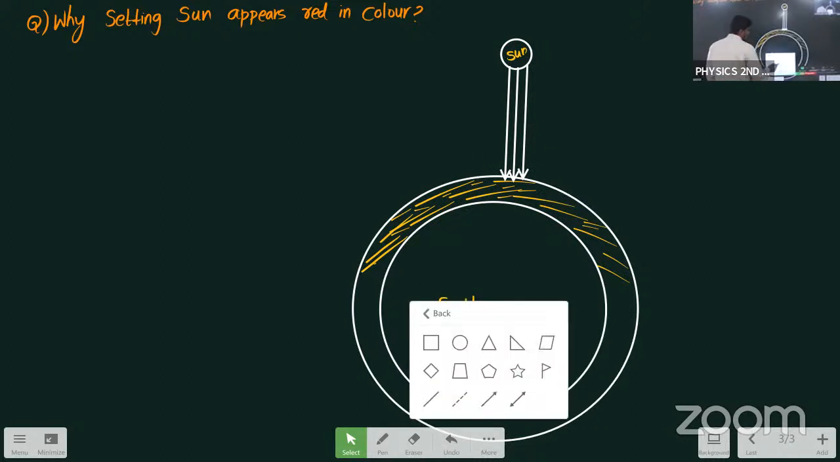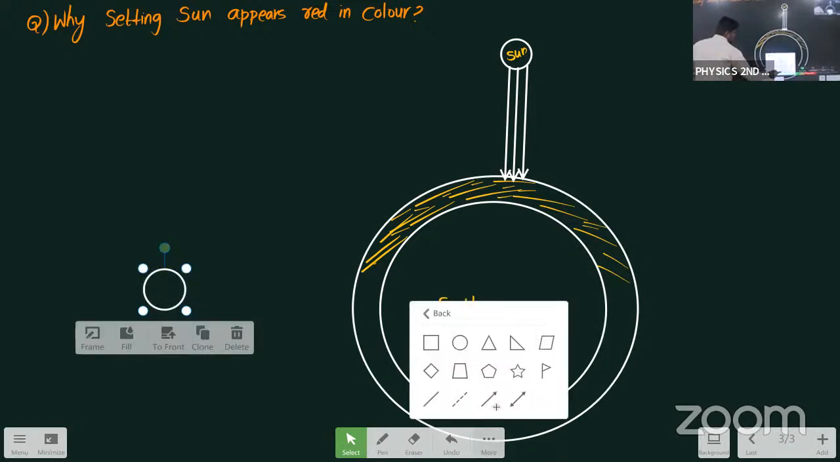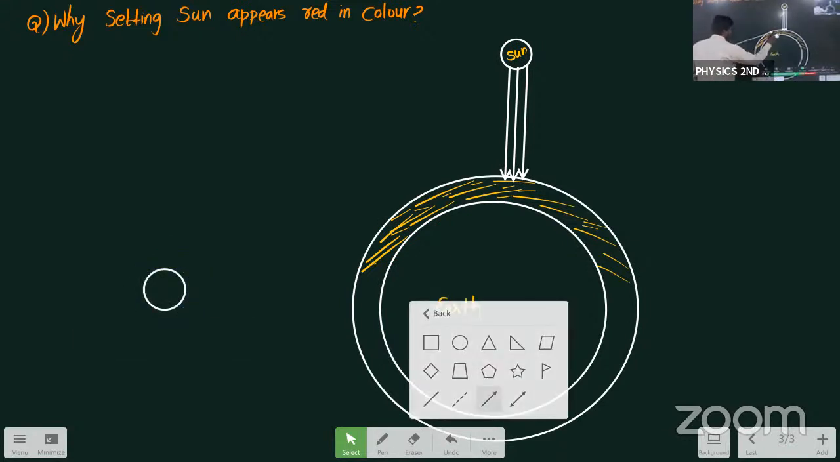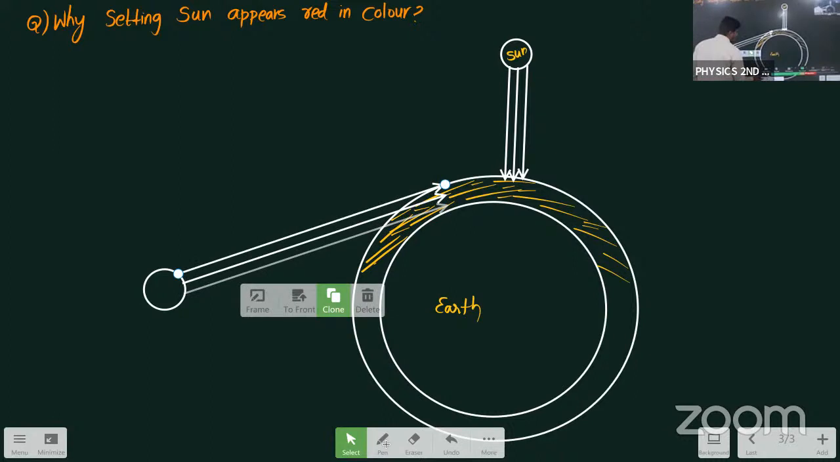Next, see here, whether the sun will stay there itself? No, it will reach one horizon here. The sun will reach somewhere here. Now, again, the sun rays will fall on the surface of Earth. Something like this. Now, carefully listen to the answer.